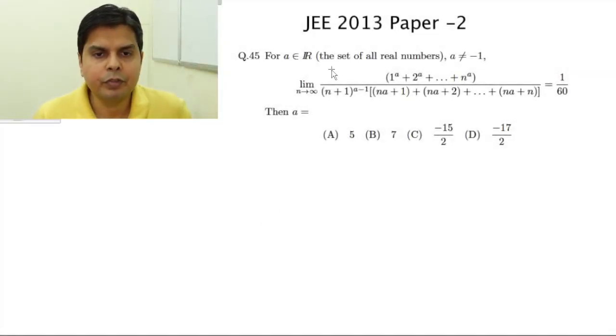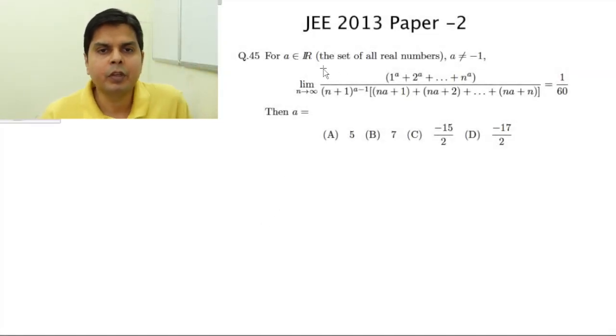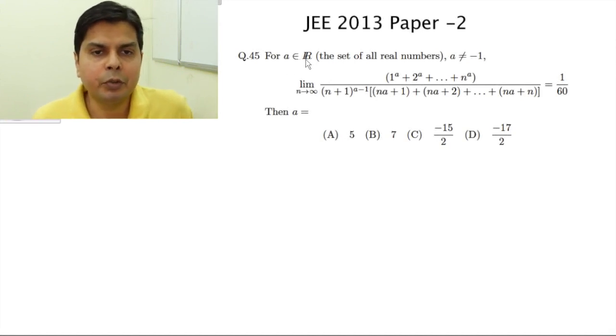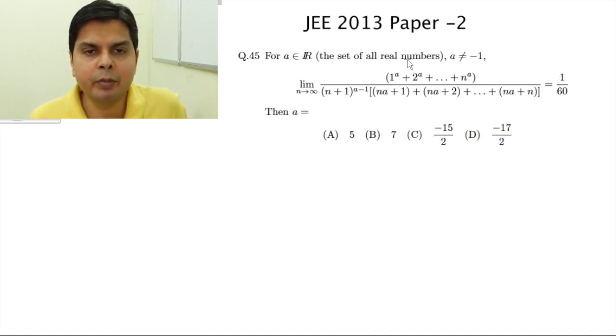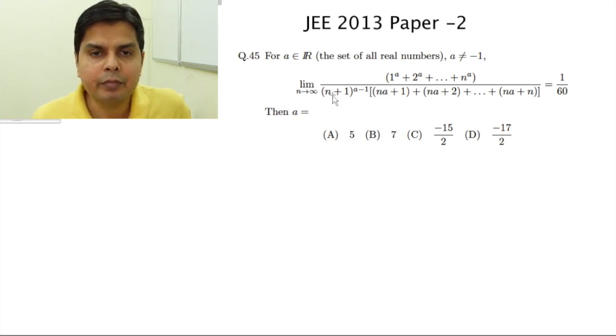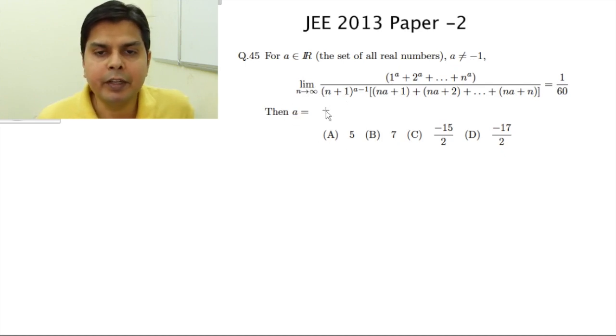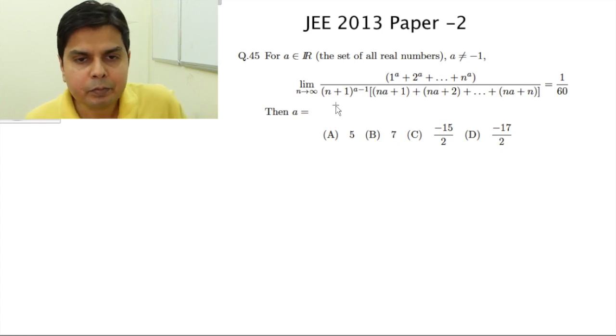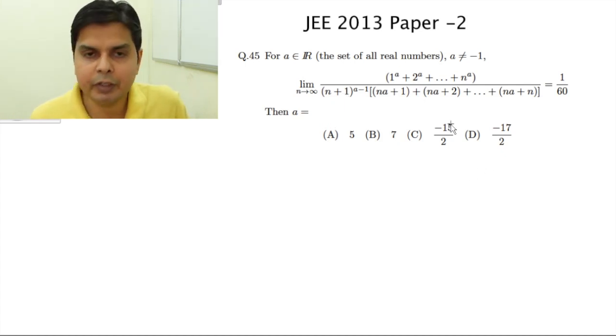This is a question of JEE 2013. We have to find the limit in this question. For a belonging to the set of all real numbers, a not equal to -1, if the limit as n tends to infinity of this whole thing is equal to 1 by 60, then what is the value of a? This is a multiple choice question having more than one option correct, so either one option may be correct or more than one option also may be correct.